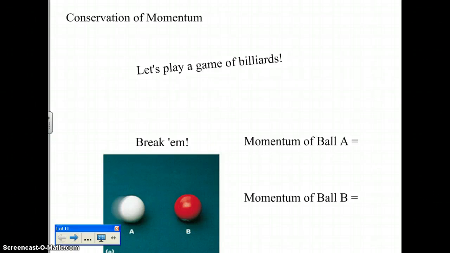This video is on the conservation of momentum. And the first thing that I would like to bring to your attention is playing a game of billiards.